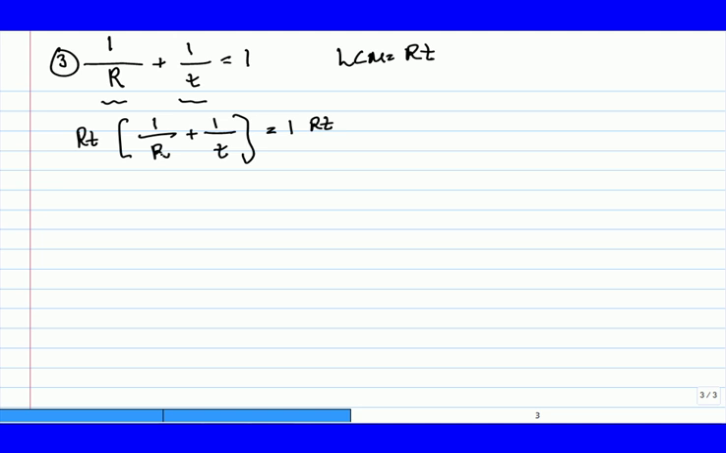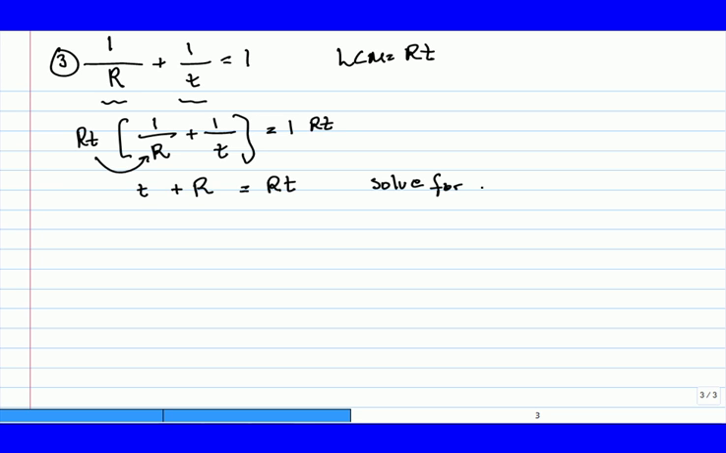When you do that, the r's go away when you FOIL. You'll get a little t plus the little t's go away. You have big R, and on the other side you have r times t. That's a little better. Now what am I solving for? Solving for r.